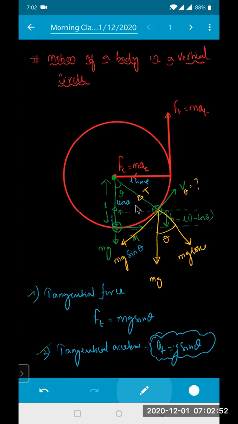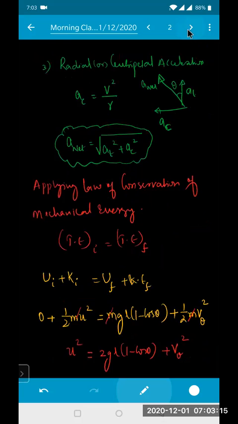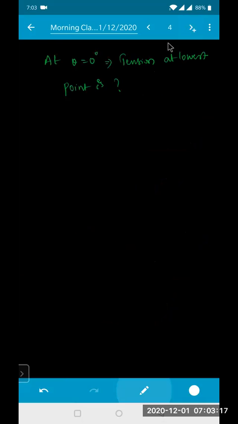In this diagram, if theta is 0, this ball is here at the bottom. When it comes here, it will become 90. When it comes here, it will become 180. When it comes here, it will become 270. When it comes back again, it will become 360, that means 0. With the vertical, the angle made is 360 degrees, or it is coming along the same axis. Now look here. At any angle theta, we got the answer.